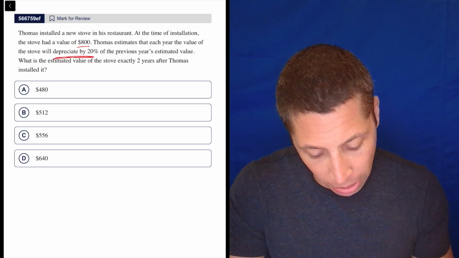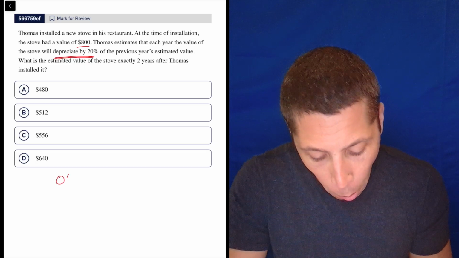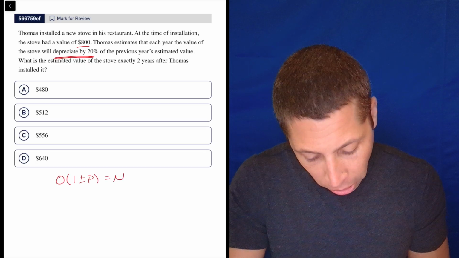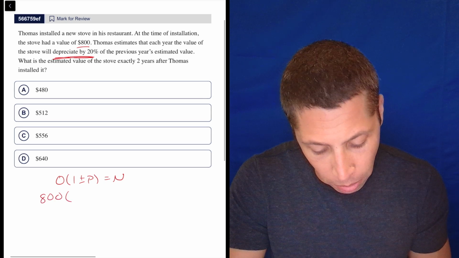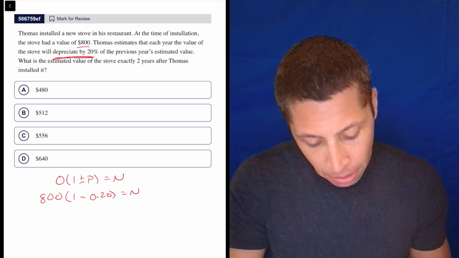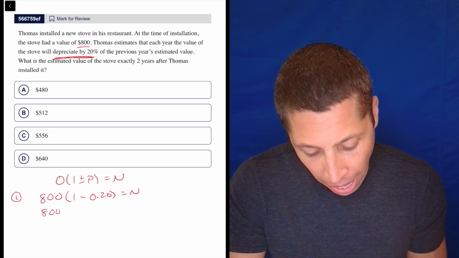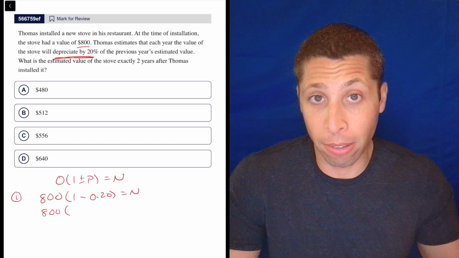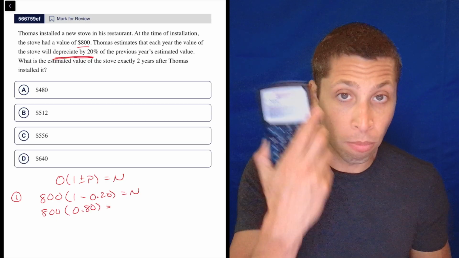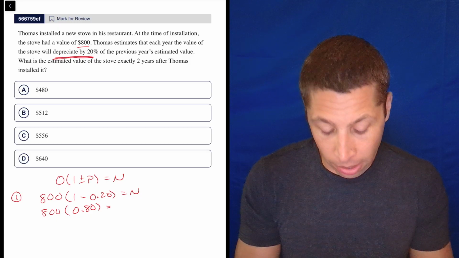So let's go through this. Because I know it's a decrease by a percentage, I know I'm going to use the open formula with the 1 plus or minus p. And let's just do it in 2 steps. I'll show you how to do it in one later. The first year, it's going to depreciate by 20%. So this is year 1. You're going to do 800, and depreciating by 20% is the same as just getting 80% of it. So regular calculator here, 800 times 0.8 is 640.